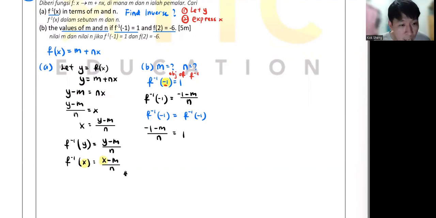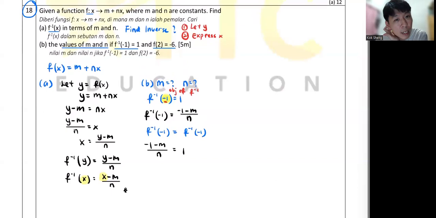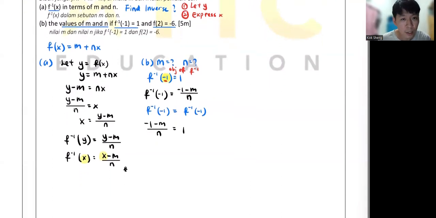Sorry, for question A, n not equal to 0, no need, because the n is constant already. So no need to write the n not equal to 0. Okay, so back to here. I think now we can simplify. So the fraction, bring the bottom first. 1 times n. So this already gives n equals. Just validate this one.